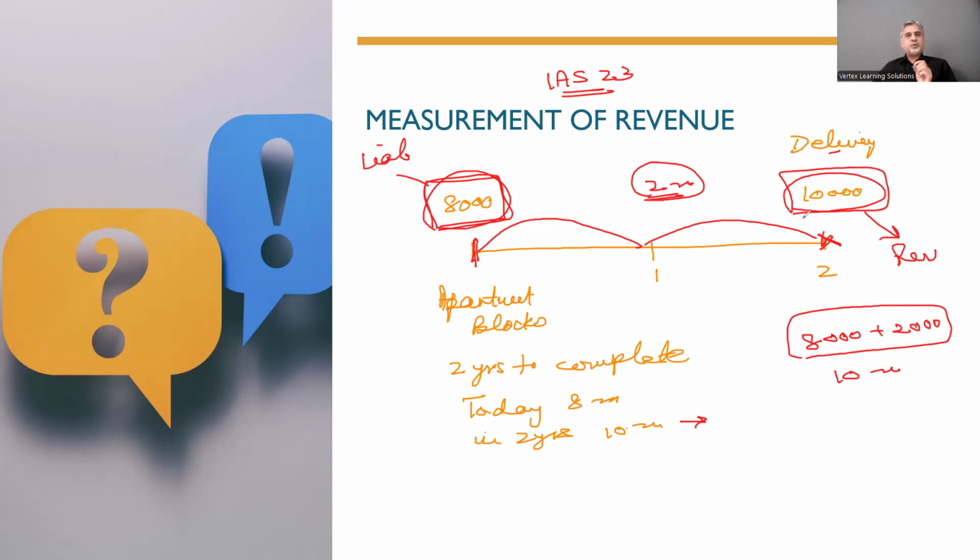So what we need to learn here is that whenever there is a difference in timing, the measurement of revenue should be done on the date when the control is transferred. So always pay attention to when you are going to transfer the control. The amount of revenue should reflect the value on that particular date.